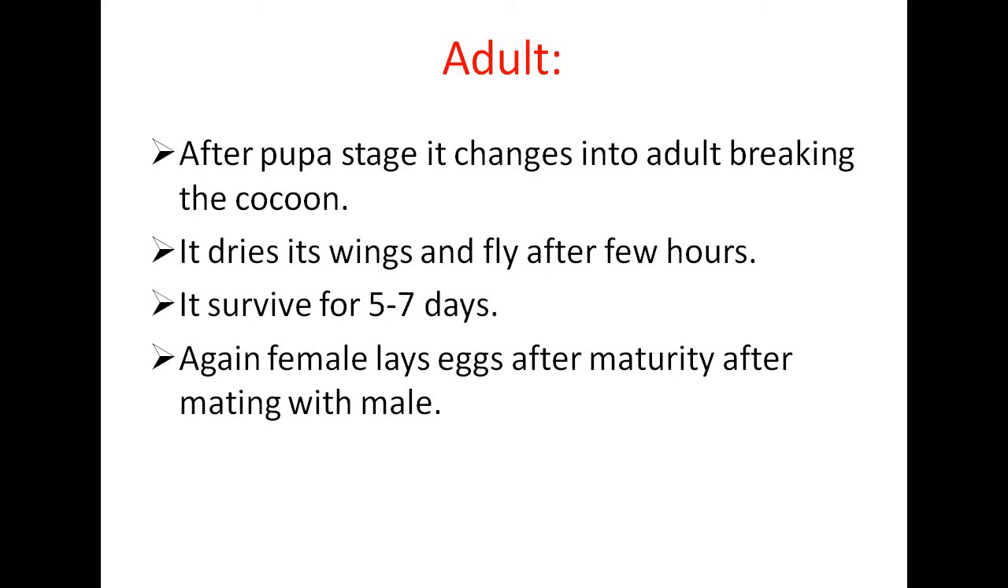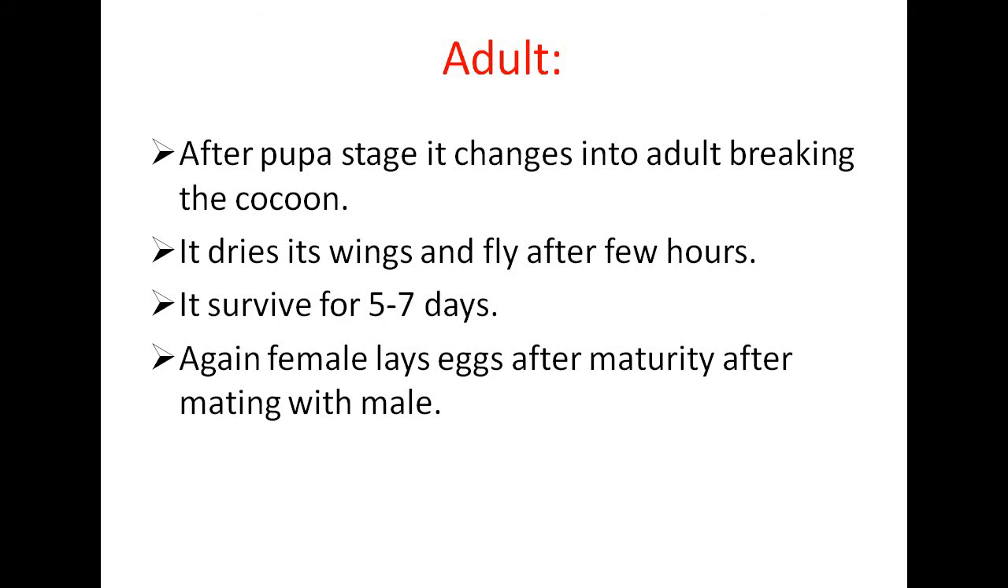Let us discuss the last stage, or the 4th stage, that is adult. After pupa stage, it changes into adult stage, breaking the cocoon. That means from those cocoons, if we get the silk thread, the pupa will die, but some of the silkworms convert into adult stage immediately after breaking the cocoon.